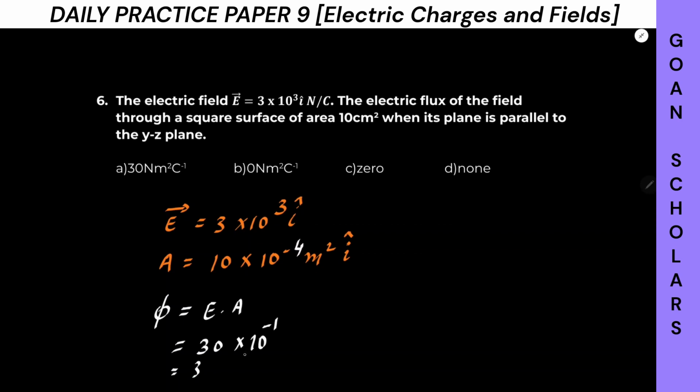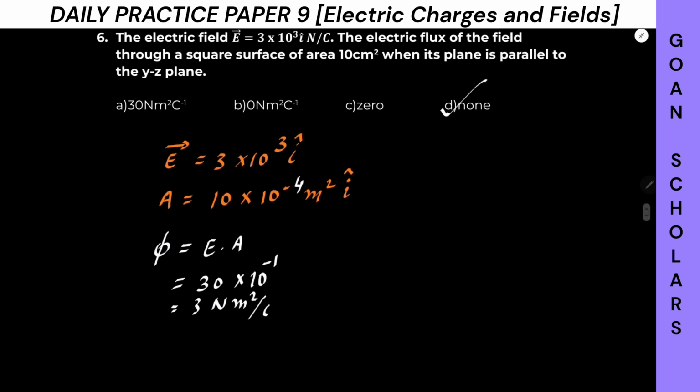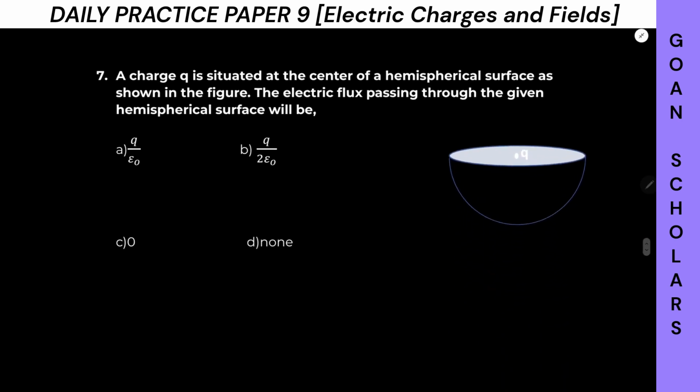Okay, electric field is 3 into 10 to the power 3 Newton meter square per coulomb, and the area is 10 into 10 to the power minus 4. So 30 into 10 to the power minus 1. Correct. So that becomes 3. So the correct answer here is option D, none. Question number 6 done. Let's move to question number 7.